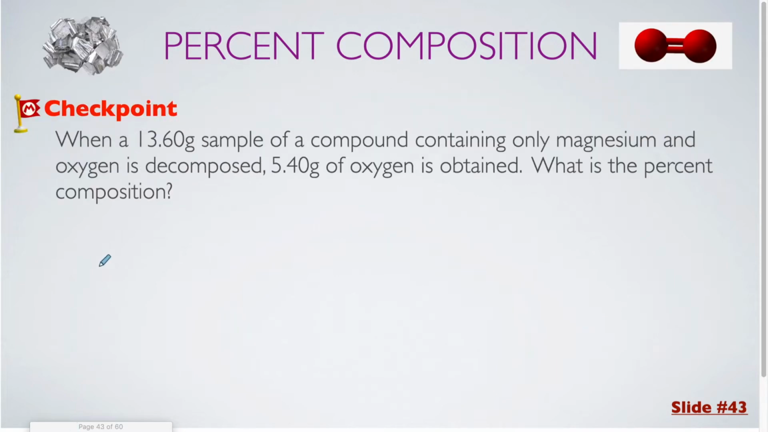In our first checkpoint question, we are told that we have a 13.60 gram sample. It contains only magnesium and oxygen. 5.40 grams of oxygen is obtained. And we want to know the percent composition. We're not actually given the formula here, so we're going to be using the masses in order to calculate this out. The first thing that we should do is determine the mass of magnesium.